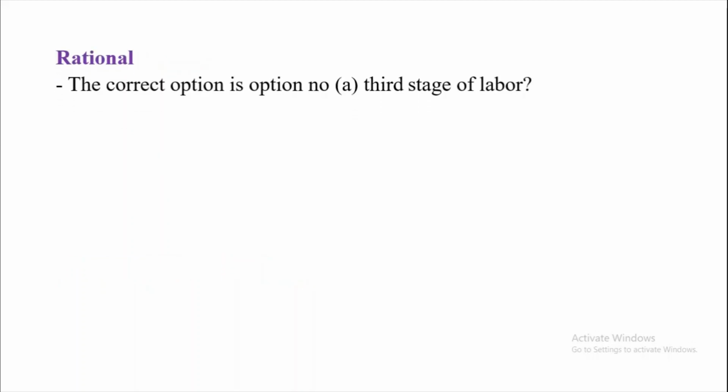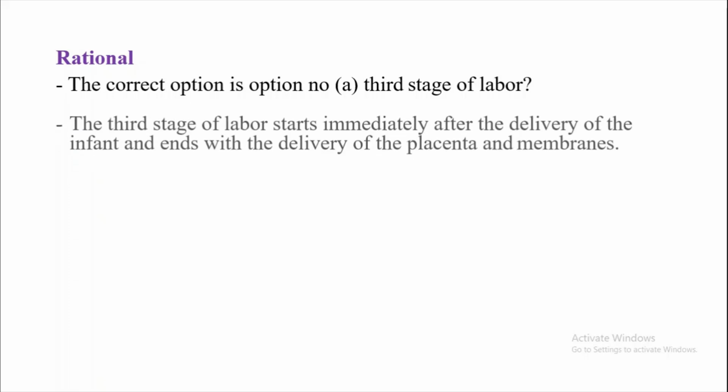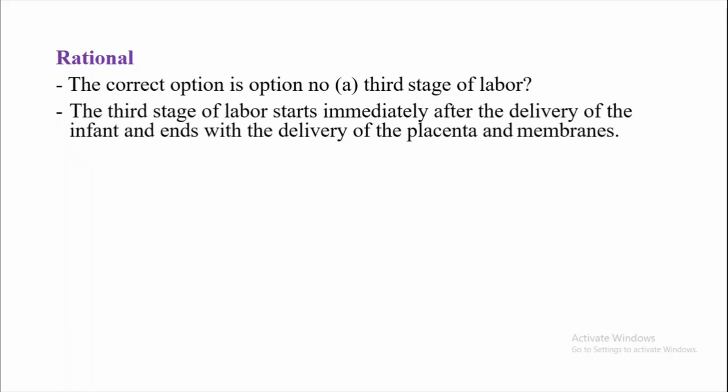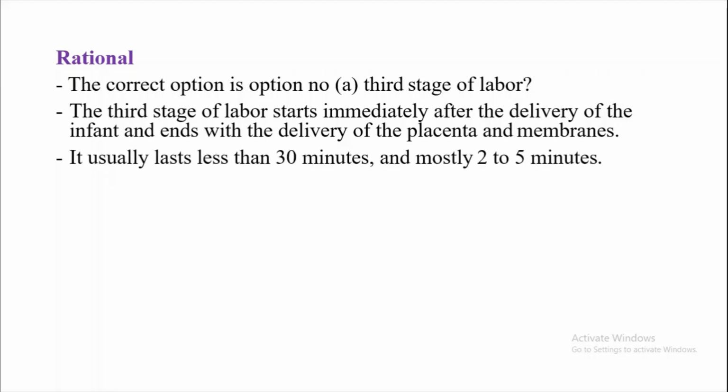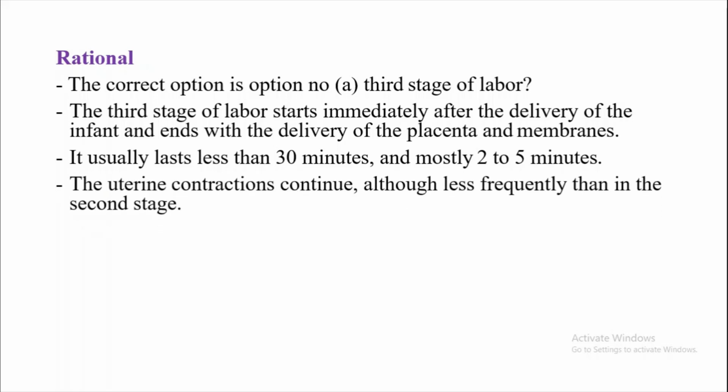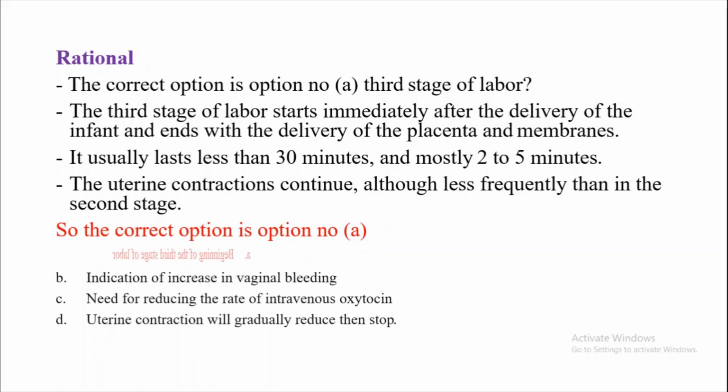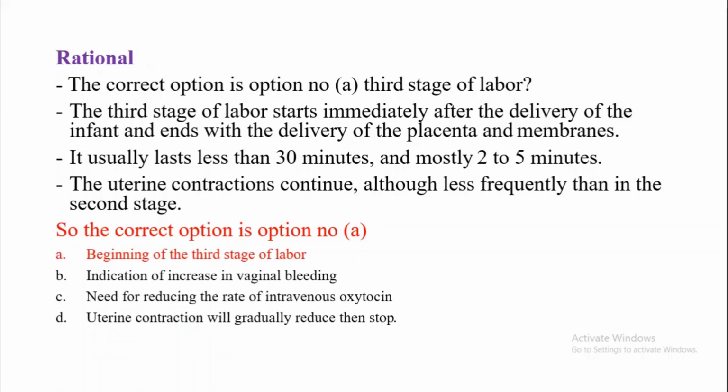The correct option is option number A, third stage of labor. The third stage of labor starts immediately after the delivery of the infant and ends with the delivery of the placenta and membranes. It usually lasts less than 30 minutes and mostly 2 to 5 minutes. The uterine contractions continue, although less frequently than in the second stage of labor. So the correct option is option number A, beginning of the third stage of labor.